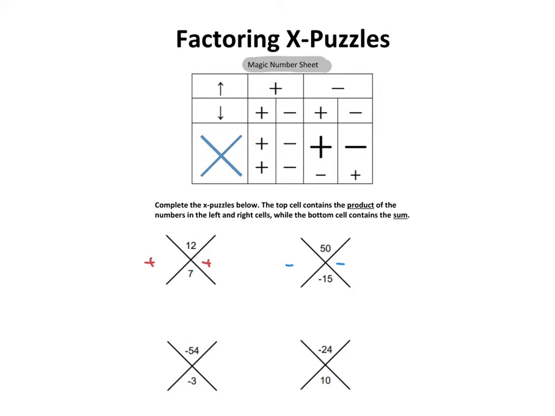If the top number is negative and the bottom number is negative, then you're going to have two opposite signs, but the bigger one is going to be negative. So we can put a big, bold negative sign and a smaller addition sign just to set our factors up right.